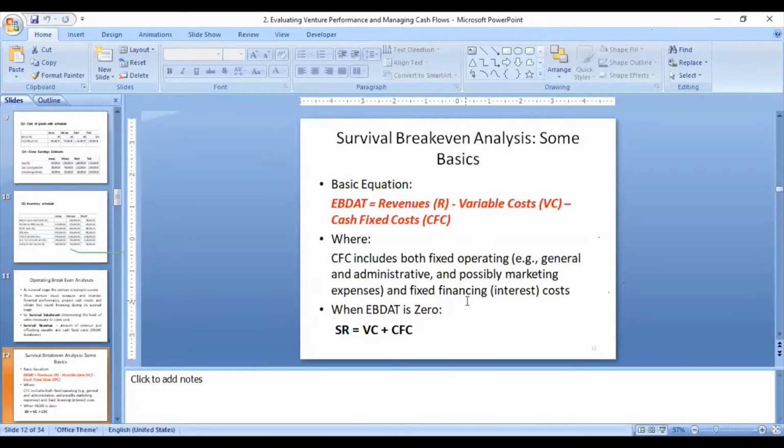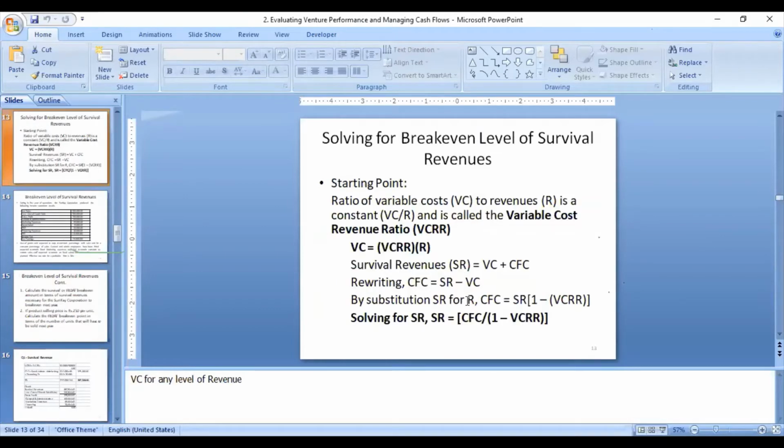So when the EBITDA is at zero level, you can see that relationship: survival revenue is equal to variable cost plus CF, cash fixed cost. Now, the equation to calculate the survival revenue, you can see in the last line: survival revenue is equal to cash fixed cost divided by 1 minus variable cost revenue ratio. If you look at the earlier slides, you can see how to derive this.